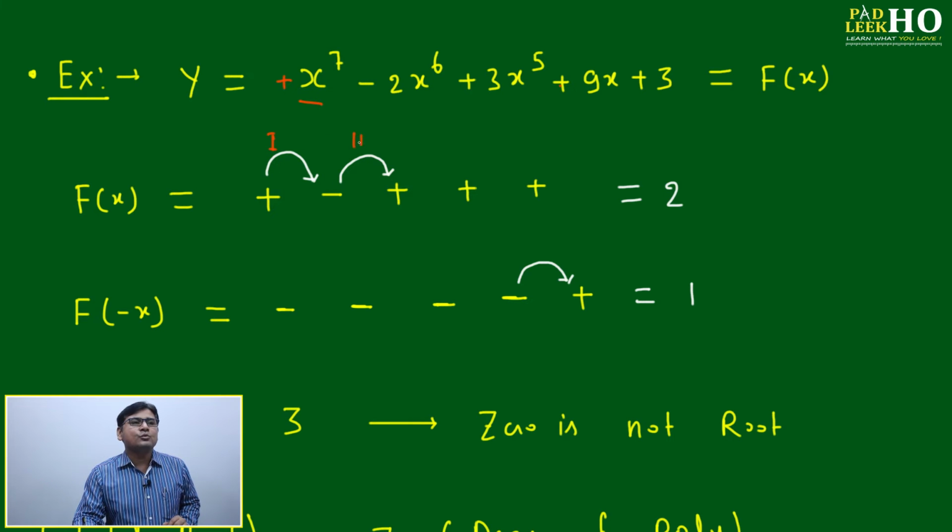Again minus to plus, two times. Again here plus to plus, no change. Plus to plus, no change. Next, no change. Then you can say the total number of changes is 2 only. Two times the sign has changed, either plus to minus or minus to plus. Only the change is important.